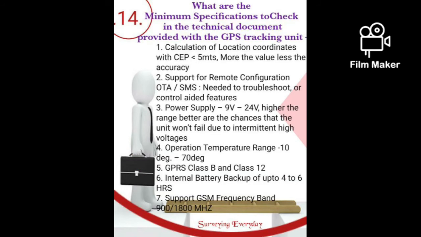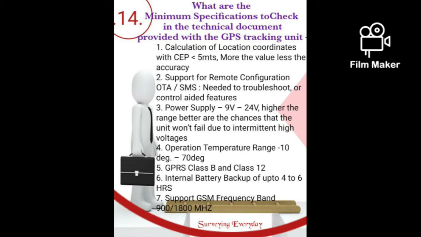14. What are the minimum specifications to check in the technical document provided with the GPS tracking unit? 1. Calculation of location coordinates with CEP less than 5 meters; the higher the value, the lower the accuracy. 2. Support for remote configuration OTA, SMS, needed to troubleshoot or control aided features.